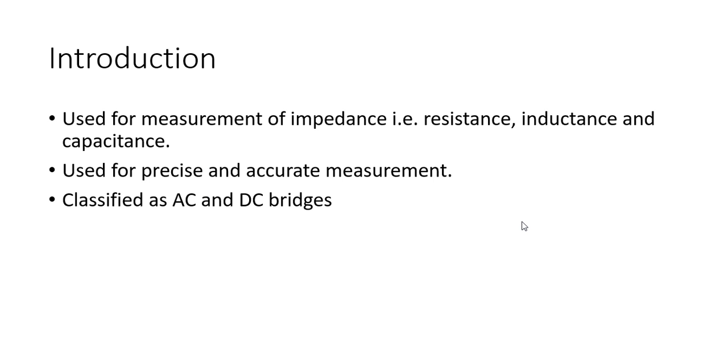So this was all about the introduction. Why are bridges used? Because they are used for precise and accurate measurement, and the reading mainly depends upon the accuracy of bridge components like resistor, capacitor, inductor, not upon the source or detector, that is, the null indicator. Null indicator is nothing but the detector. This is the most important reason why bridge circuits are used.